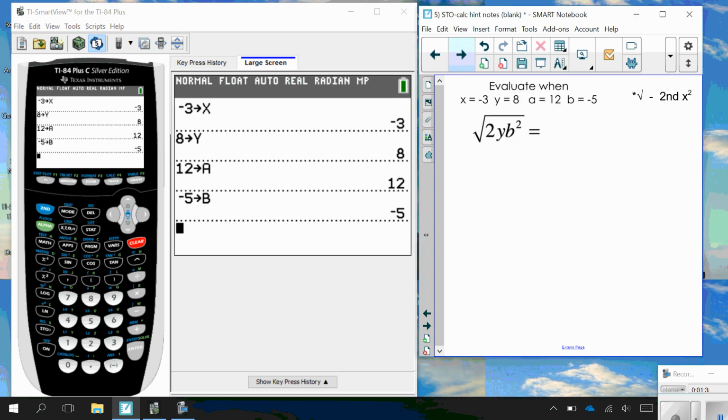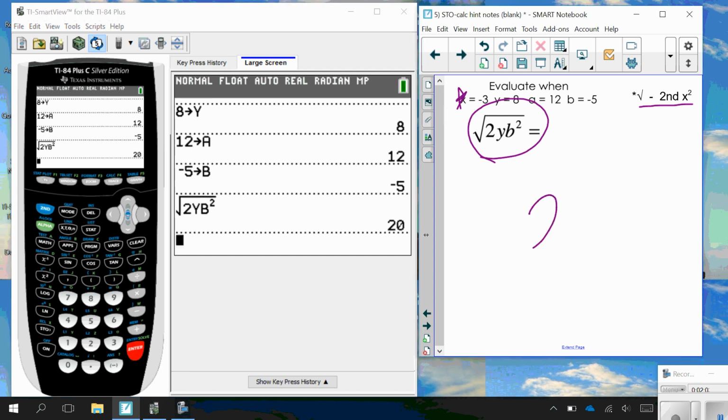So let's do the first one right here, the square root of 2yb². We've already stored all of our numbers, so we're good there. A little hint: to get the square root, you hit second x². So let's go ahead and try that. We're going to do second x², and then we type it in exactly as it says. And we get 20.